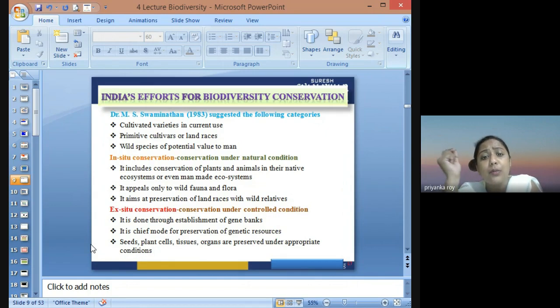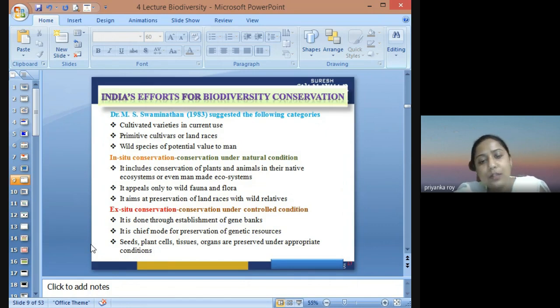So in situ conservation, which is conservation under natural conditions, includes conservation of animals and plants in their native ecosystem, or even a man-made ecosystem which provides them their native ecological balance. Now it applies only to the plants and animals of that region. It aims at preserving the land race with wild relatives. So it preserves the specific animal of that area from other varieties, like the black buck. Black buck is only seen in Rajasthan. That's why people pray for them. They have given it the status of a god. So it is only for the state of Rajasthan. It is a highly endangered species as well as a protected species.